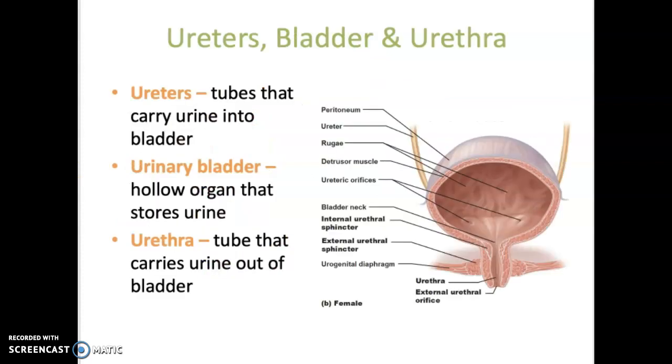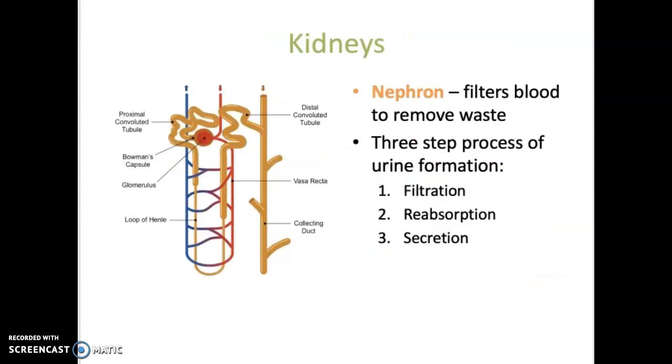The formation of urine involves 3 steps. First step is filtration. This is when substances from the blood are forced across the walls of the capillaries. So that would be the capillaries of the glomerulus into the renal tubule. At this point, blood cells and most proteins are removed from blood during filtration.